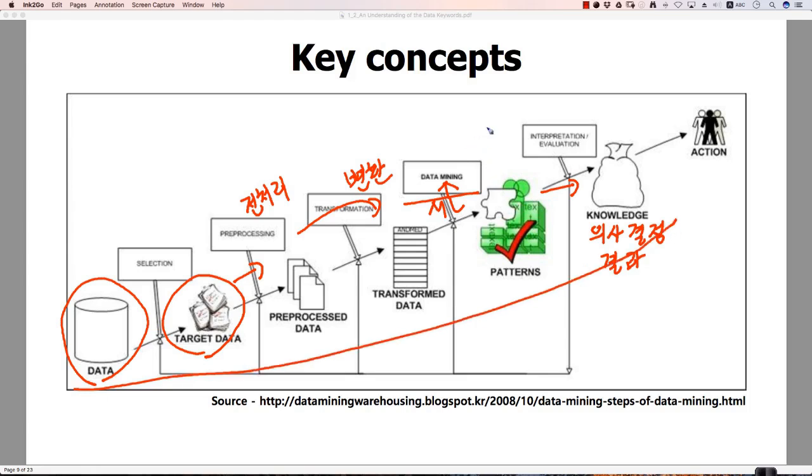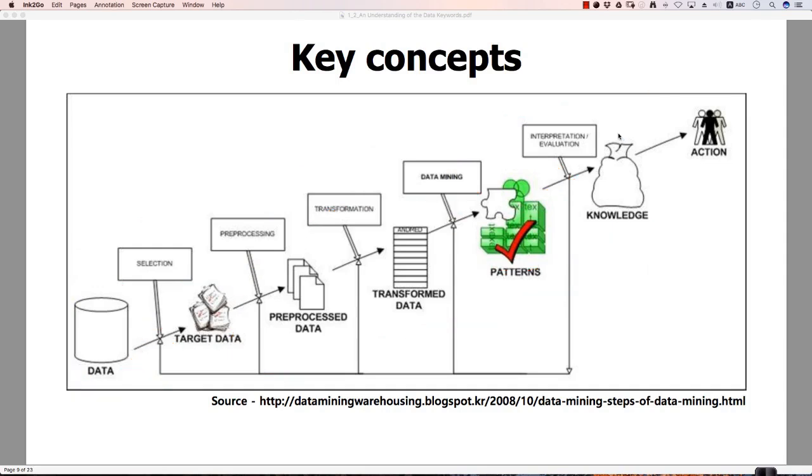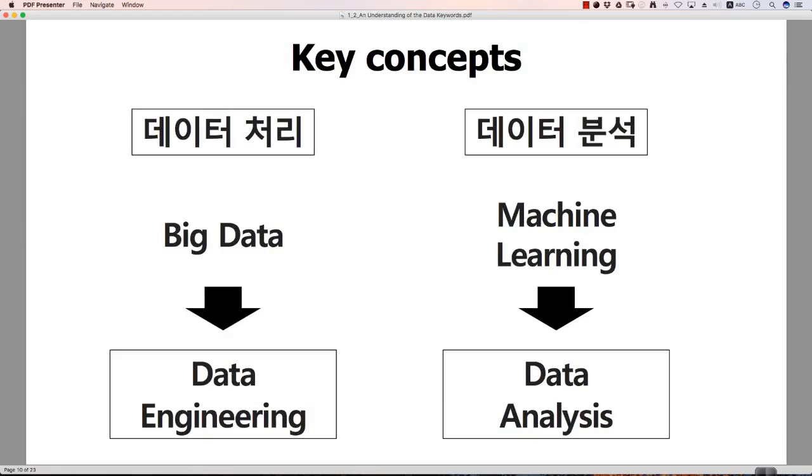Therefore, within the data mining process, the area where we find patterns can be called machine learning. We can refer to this entire process as the data mining process, but there are people who think this way and others who do not. Now, if you look again, the part you need to remember, I believe, is this part.